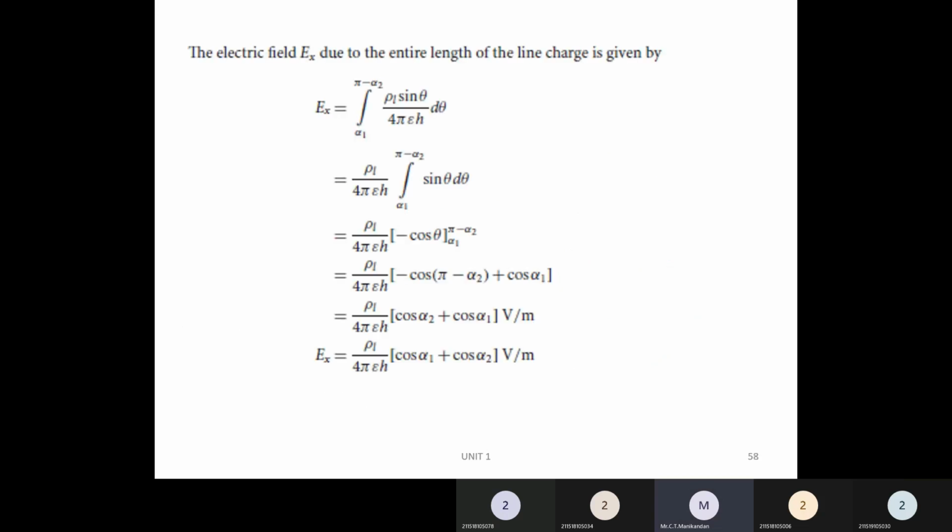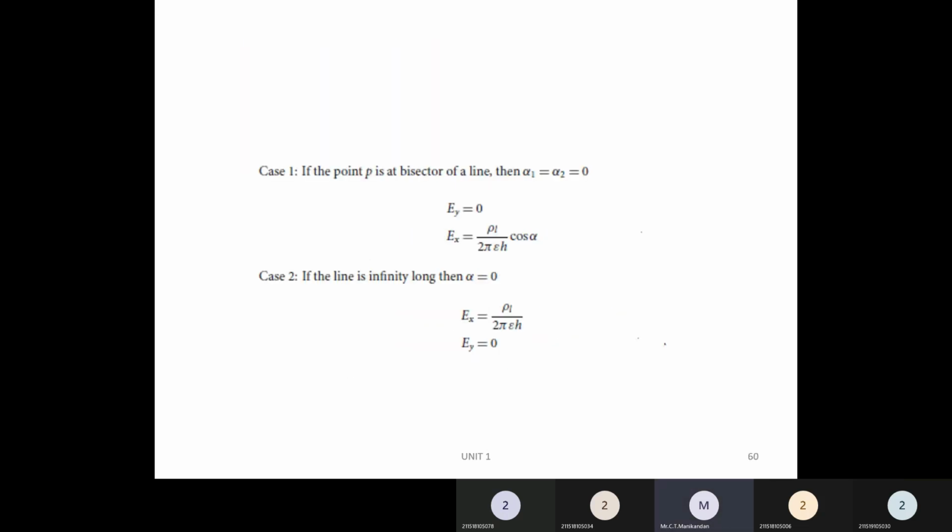So we are substituting that value here. Instead of alpha 1, 0; alpha 2 is 0. So cos 0 is 1, here also cos 0 is 1, so 1 plus 1 gives just 2. So Ex will be rho L by 2 pi epsilon h. Here you don't have the y component, so Ey equals 0. Ex equals rho L by 2 pi epsilon h cos alpha.